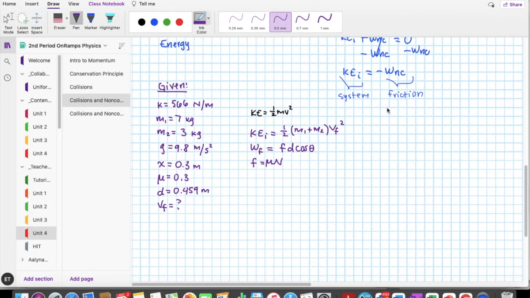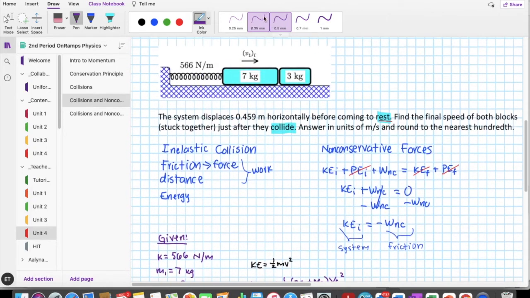And so now let's substitute. We have 1/2 m1 plus m2 times velocity final squared equals negative the work done by friction, that is the force of friction, which is mu, the coefficient of friction, times the normal force, times the distance, times the cosine of theta. Before we continue, we need to know what the normal force is, and for that, let's draw a free body diagram.